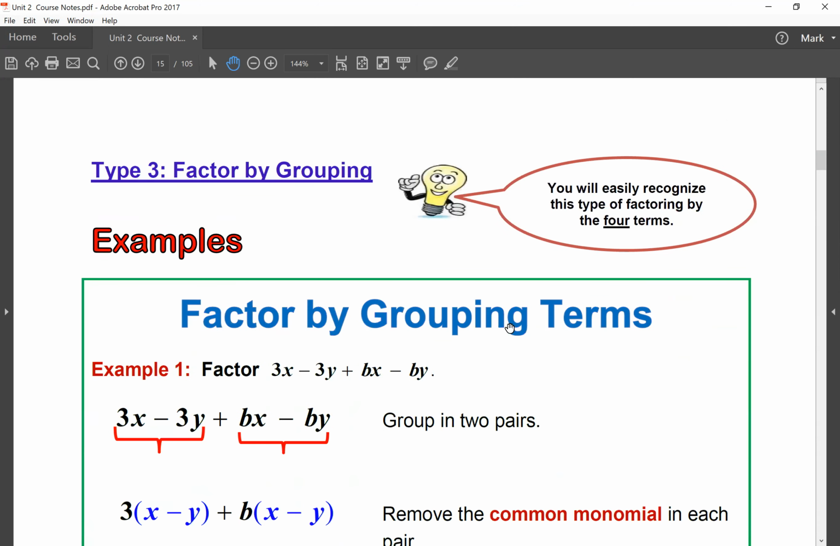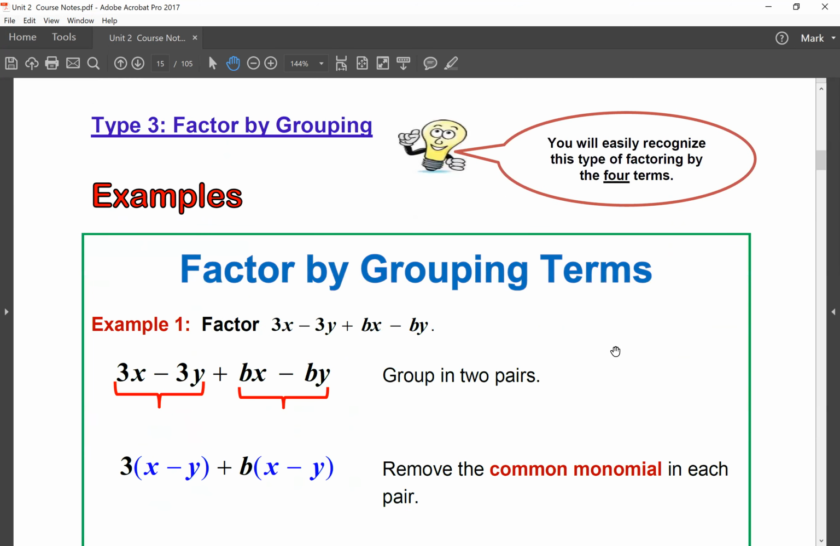All right. So type 3, factoring by grouping. Any questions so far? How's everybody doing? Good. All right, perfect. So factoring by grouping terms. We've got Mr. Lightbulb here again talking to us. He's saying sometimes you can easily factor by setting up groups of your terms, like putting them in pairs, I guess we could say.